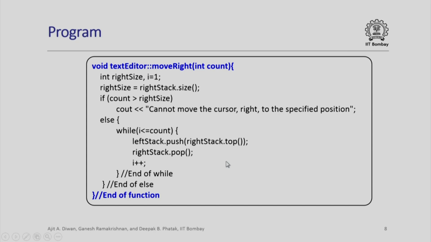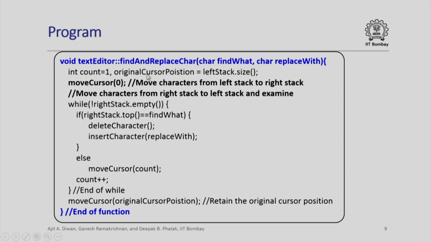The combination of move left and move right, as we have already seen, permits us to move the cursor to any desired position. Last, this complex function, find and replace a character. Remember what we had said, what will we do to find and replace a character? We will first move the cursor to the beginning of the entire character string. That means we will copy all the left stack to the right stack. So, move cursor 0 will move characters from the left stack to the right stack. Now, I move characters from the right stack to the left stack while examining each one.